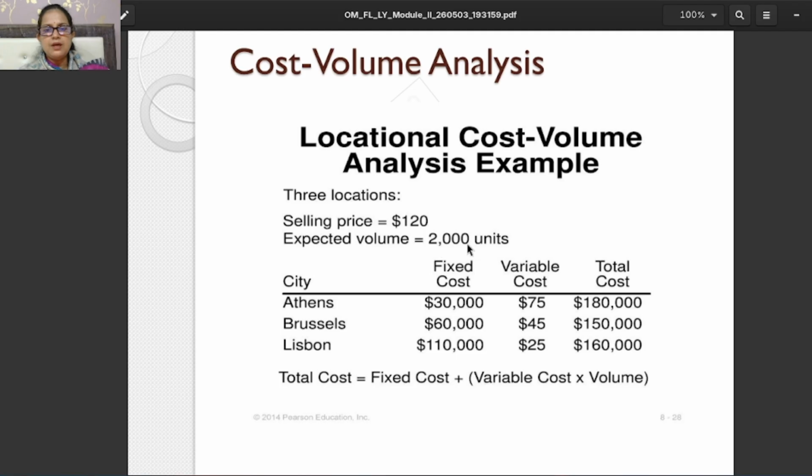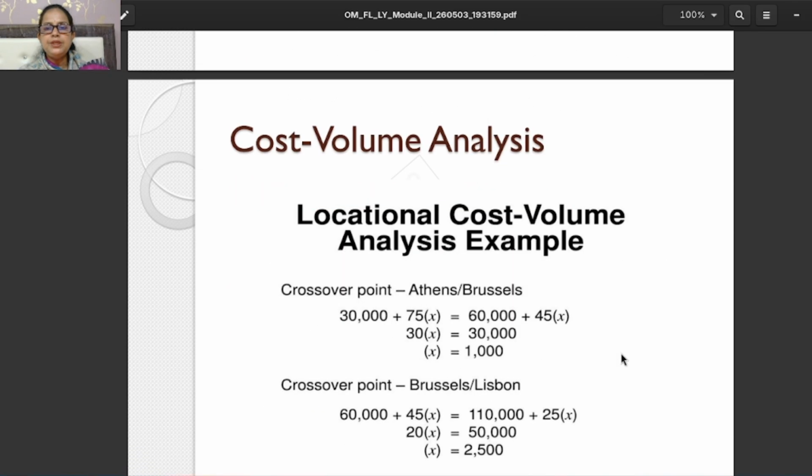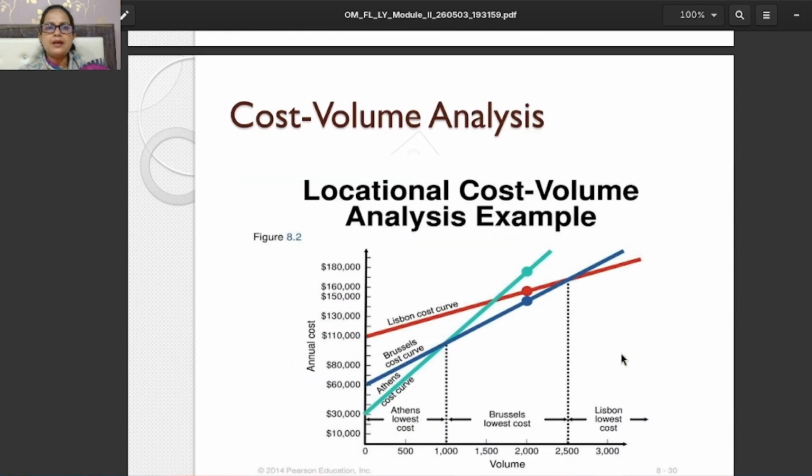Because we know our expected volume of production is 2000, and for each location, first for Athens the variable cost is 75, we calculated 180 total. Like Brussels, 60,000 plus variable cost 45 into volume 2000. Like that we need to calculate the total cost for each location. Then what we need to do? We need to plot the graph.